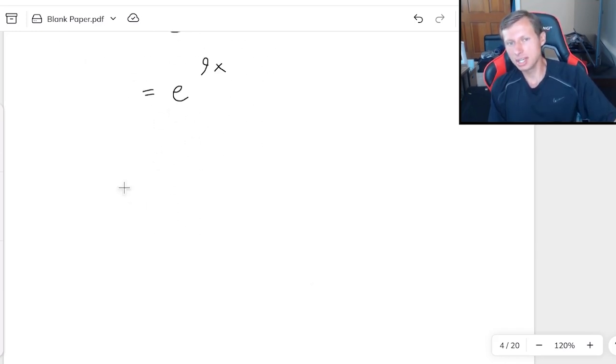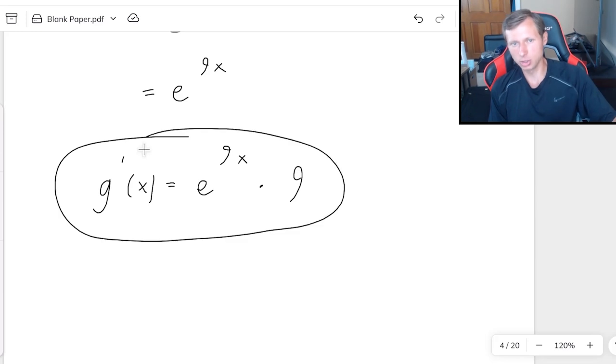Anyways, we still have not taken the derivative yet, so finally, g prime of x, the derivative, is e to the 9x, just rewrite it, and then times the chain rule, which is 9. And there we go, there's our derivative.